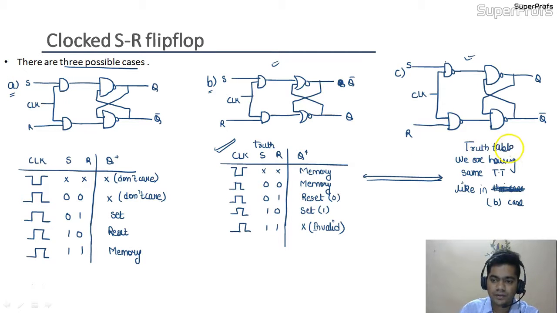Okay, so quickly write these three cases one by one, then we are going to see our JK flip-flop, and in JK flip-flop how we are able to avoid this invalid state that we are getting.